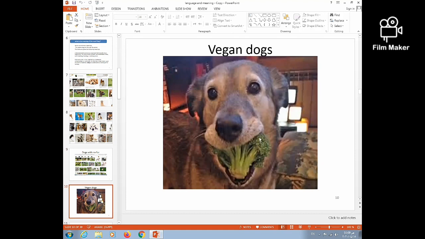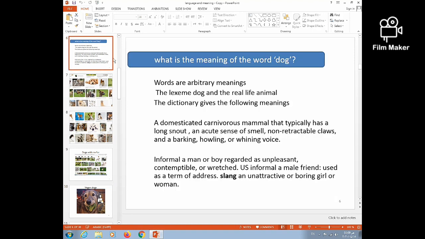Yes, this is an example of a dog, vegan dogs, dogs which do not eat meat. It contradicts the definition of carnivorous mammal, which means a mammal that eats meat. You understand? So these are different variations which tell us that it's so difficult to provide a definition. It's so chaotic because we have so many things.